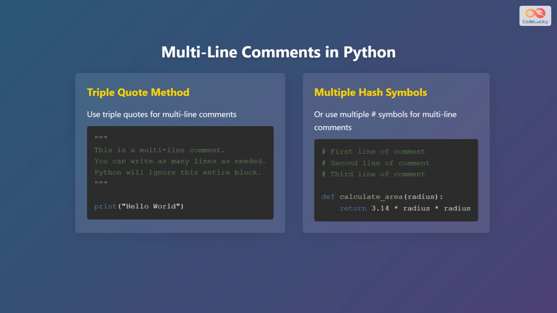Another way to implement multi-line comments is to use multiple hash symbols. Or use multiple hash symbols for multi-line comments. Here is an example: first line of comment, second line of comment, third line of comment. Define a function, calculate_area, with radius as a parameter. Return 3.14 times radius.